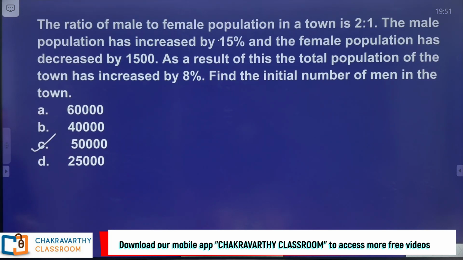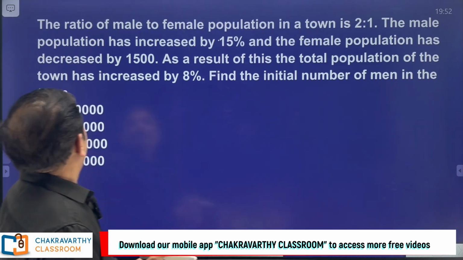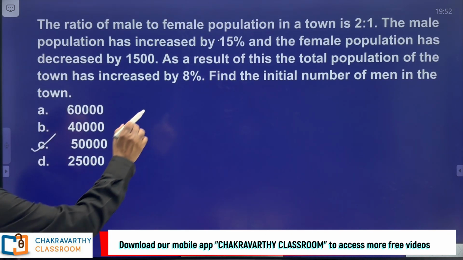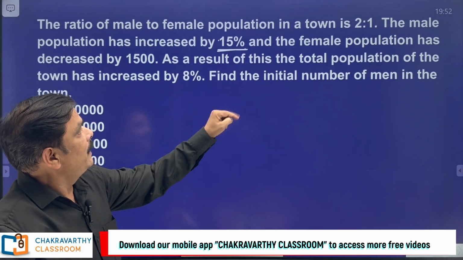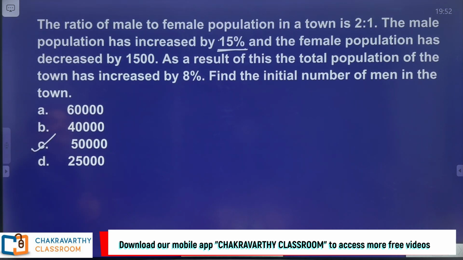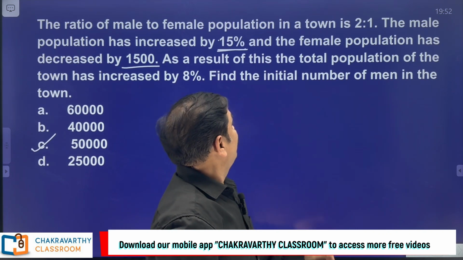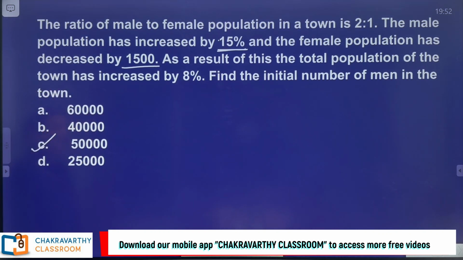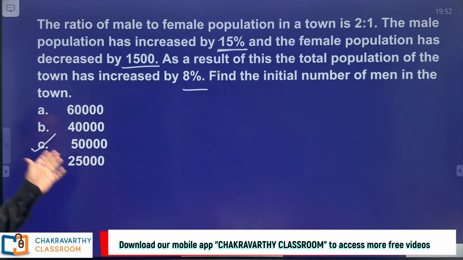How they have given: the ratio of male to female population in a town is 2:1. Simple information. Then the male population has increased by 15%. Remember, male population increased by 15% and the female population has decreased by 1500. Then as a result of that, the total population of the town has increased by 8%. Then find the initial number of men in the town.